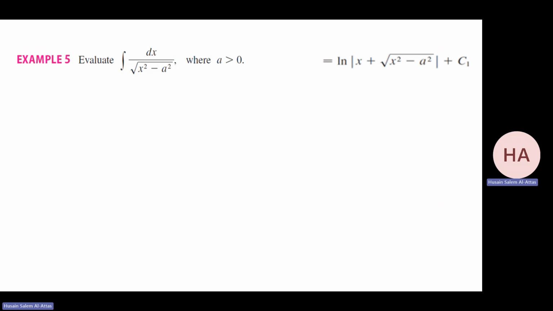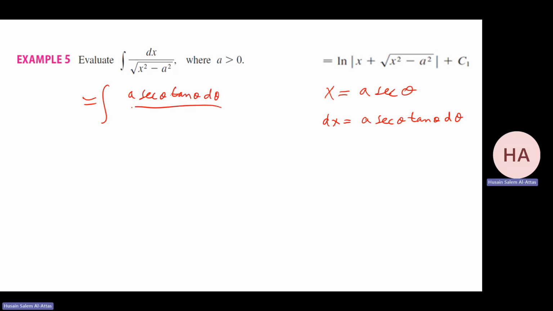The x over square root of x squared minus a squared. Okay. Very clear. I will write x as a secant theta. So dx will be a secant theta tan theta d theta. So this integral dx is a secant theta tan theta d theta. A squared, that will be a secant squared minus 1, that will be tan squared, and then the square root will be tan theta. So this cancels, cancels, cancels, cancels. Integral of secant, which is ln of secant theta plus tan theta plus C.